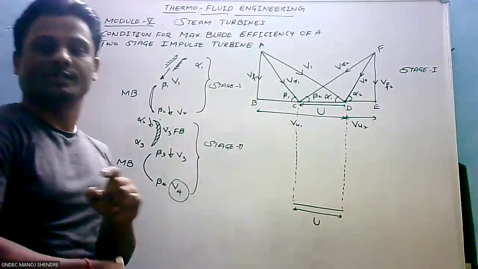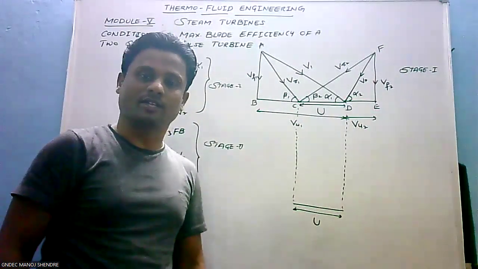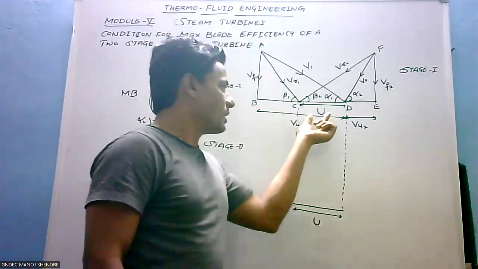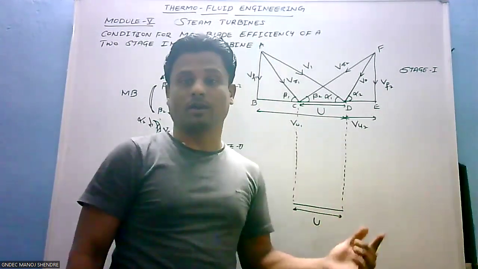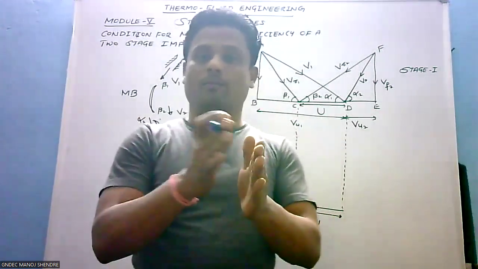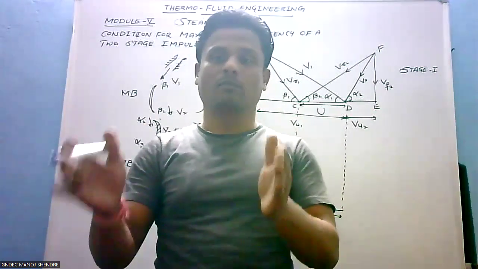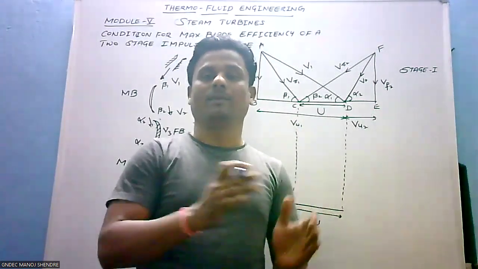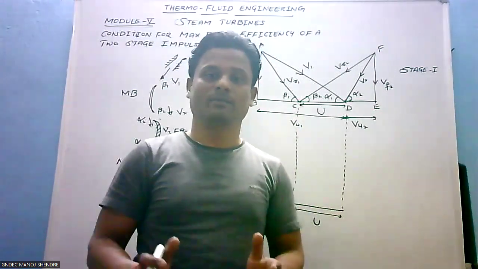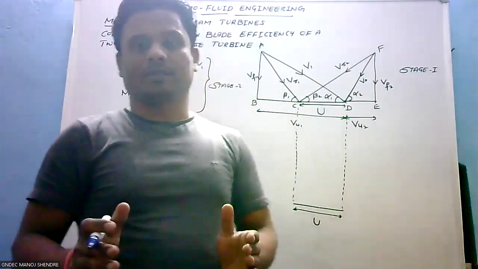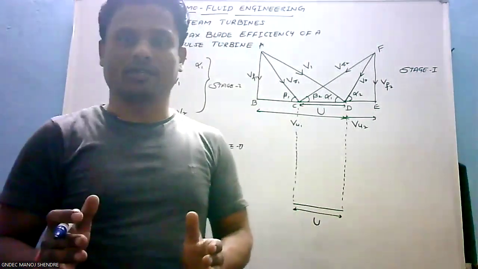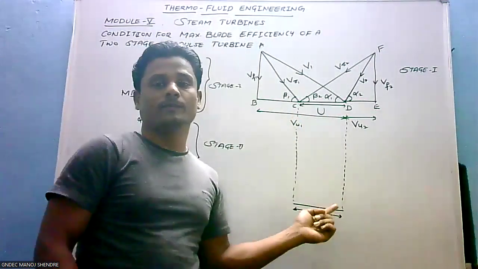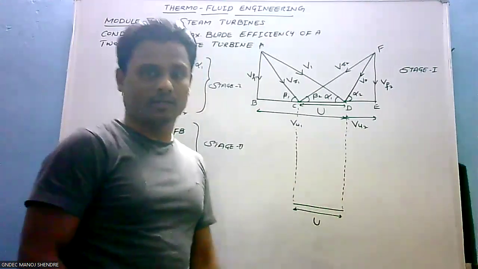U remains constant, the tangential velocity of the blade. You can ask, sir, why are we not differentiating U1 and U2 separately? Because both the rotors are mounted on the same shaft. If the RPM of the shaft is the same and the diameters of both runners are the same, then the peripheral velocity U remains the same. So that's why we are not differentiating U1 and U2 for the first stage and second stage respectively. U remains constant.